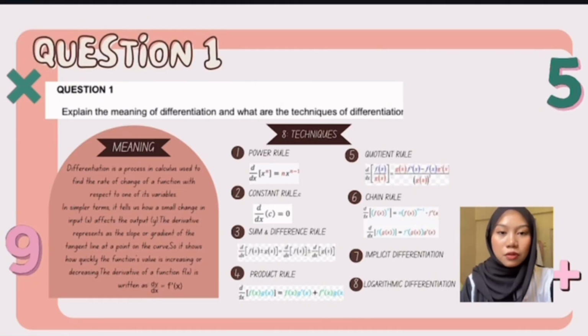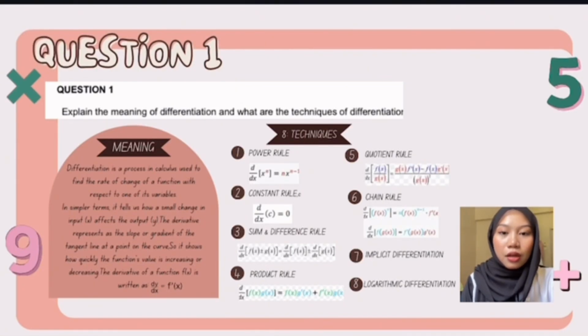Now I will be presenting the techniques that we use in differentiation. The first and most basic rule is the power rule. This rule is used when we are differentiating a variable raised to a power. Second, we have the constant rule. It tells us that the derivative of any constant value is 0. Third is the sum and difference rule. It applies when we have the addition or subtraction of two functions.